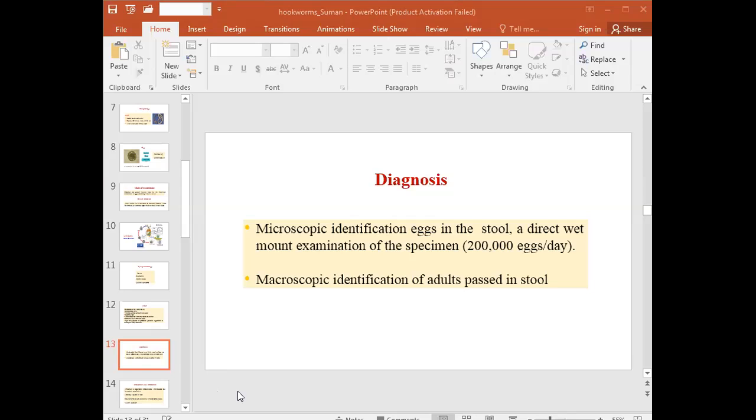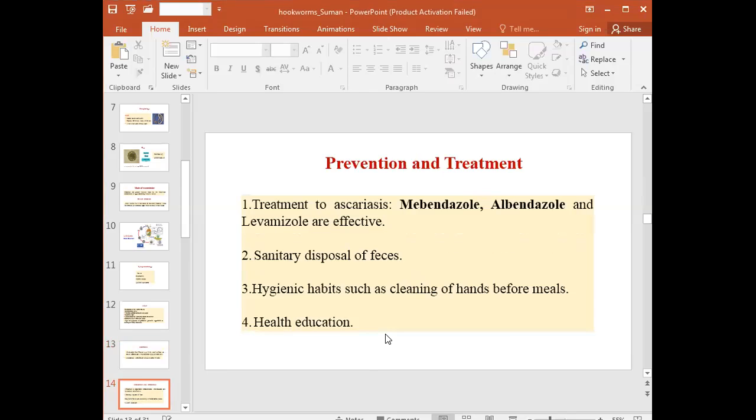Macroscopic identification is also possible in case of adult Ascaris. Adult Ascaris can also pass through the stool, and they can be seen by the naked eye because they are in the centimeter size range. Next one is prevention and treatment.